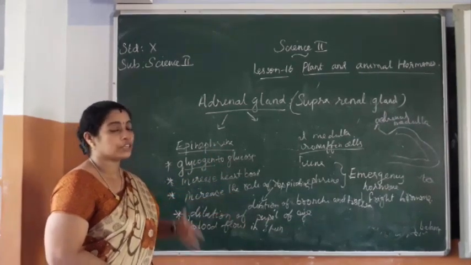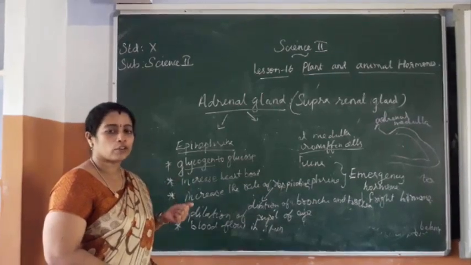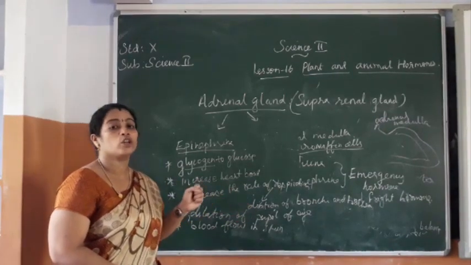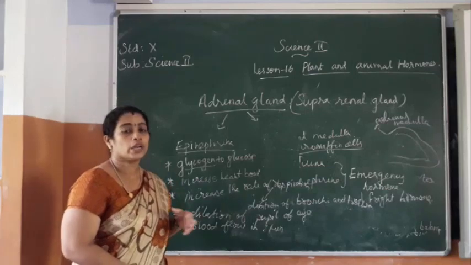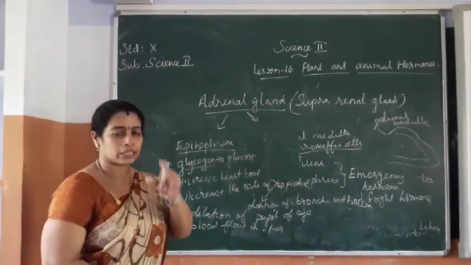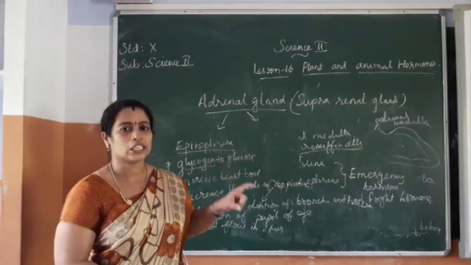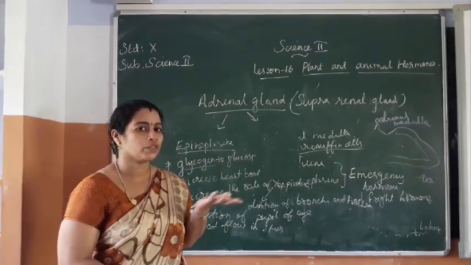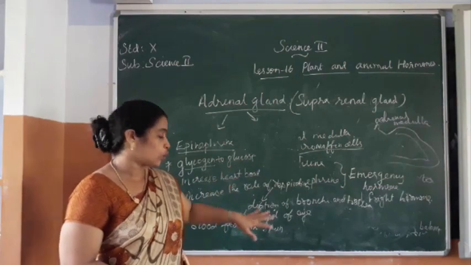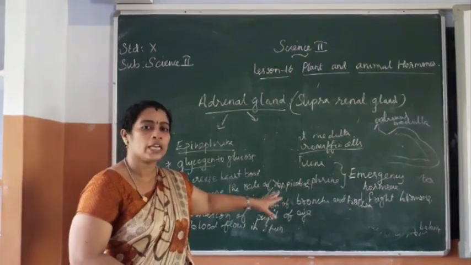Then increase the rate of respiration. It increases the rate of respiration by the dilation of bronchi and trachea. Bronchi and trachea are the windpipe, that is the passage through which air is passed. So by the expansion of the bronchi and trachea, what will happen? The rate of respiration will be increased.